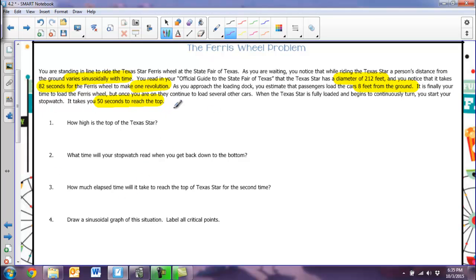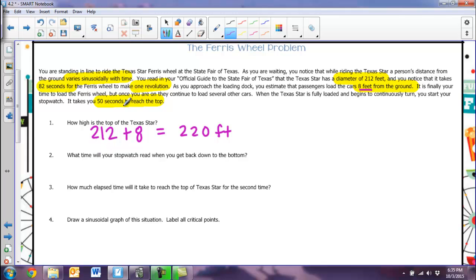First it asks you, how high is the top of the Texas Star? Well, if it has a diameter of 212 feet and it's going to start 8 feet from the ground, that means the height from the ground to the top of the Texas Star is 220 feet. So that's the highest point that's going to be on my graph. What time will your stopwatch read when you get back down to the bottom?